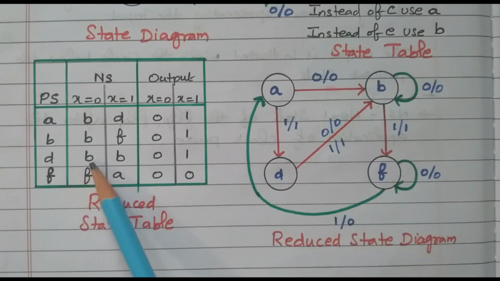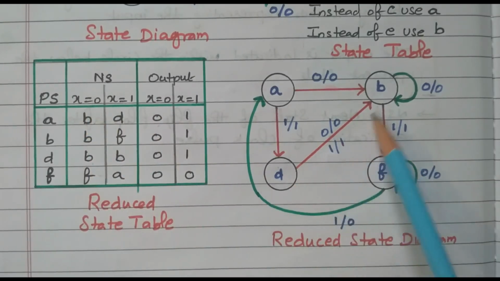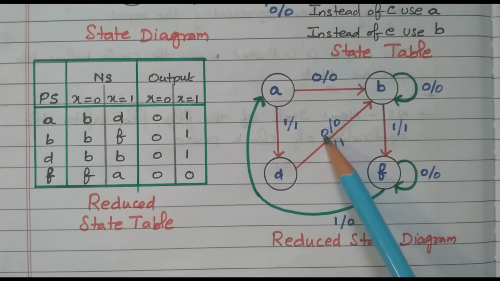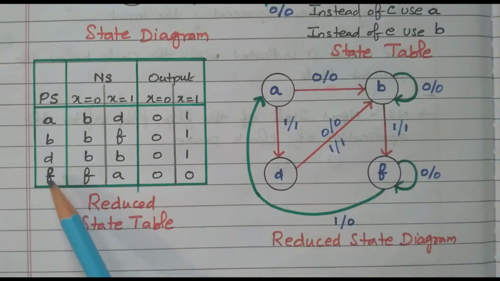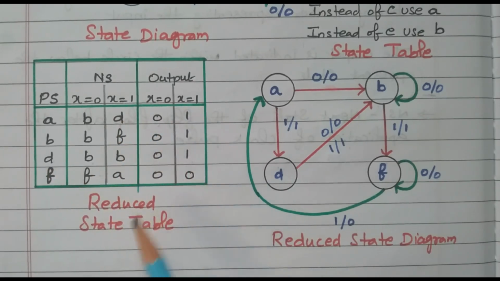D goes to B when input is 0, output is also 0. For x equal to 0 the output is 0, for x equal to 1 the output is 1, right? So D goes to B when input is 0, output is 0. D goes to B also when input is 1 and output also 1, right?